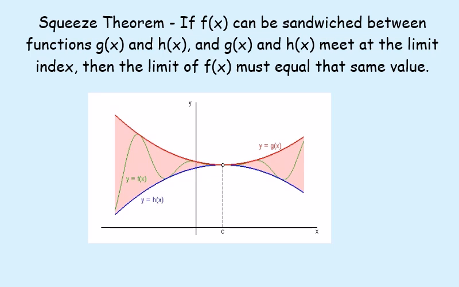If g of x is always above f of x and h of x is always below f of x except at x equals c, which is where they meet, then I should be able to find the limit of f of x by matching the limits of g of x and h of x. That's the basic idea.